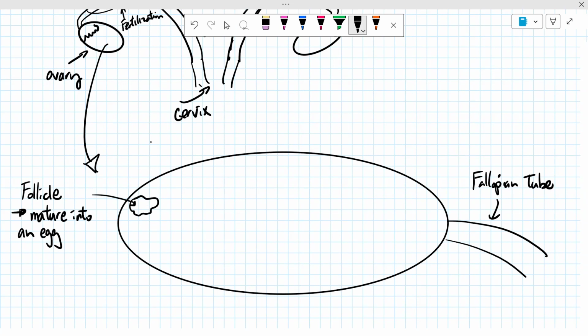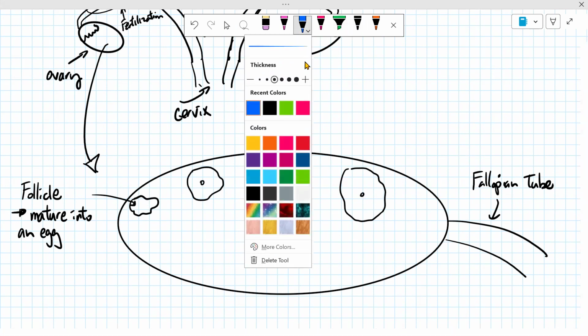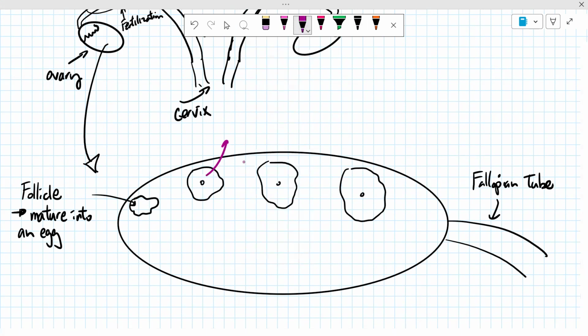So as the follicle develops, it is going to be releasing a hormone. And that hormone is estrogen. As the follicle develops, it's going to be releasing estrogen.